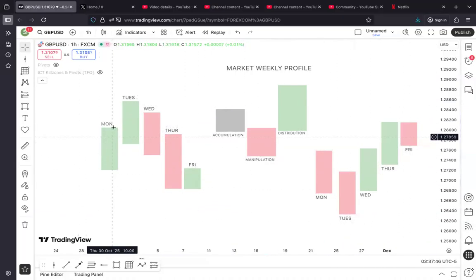You notice on my left here, we were slightly bullish. Just like I said, these are just templates, hypothetical candles, not real candles. So Mondays are usually very consolidating.